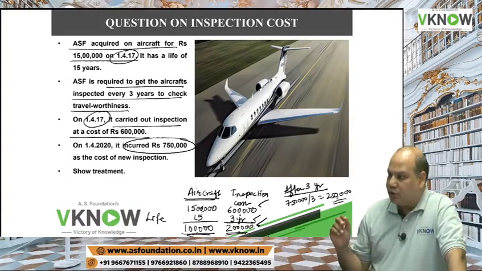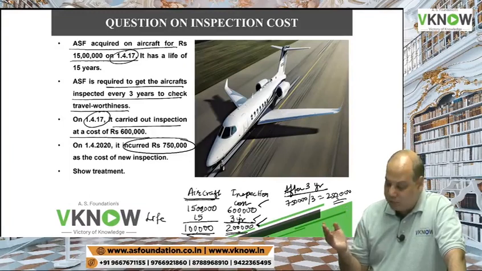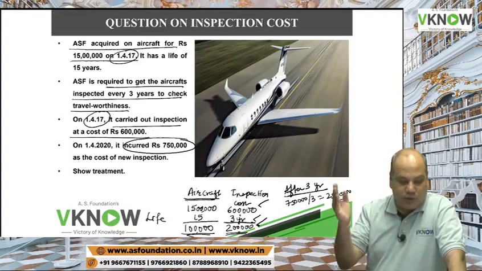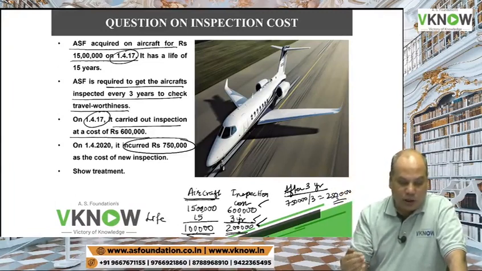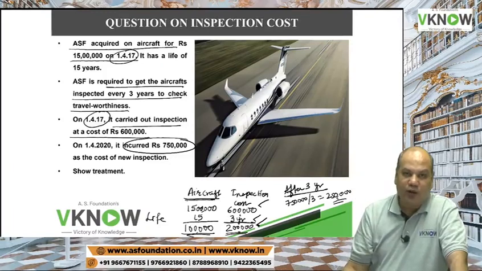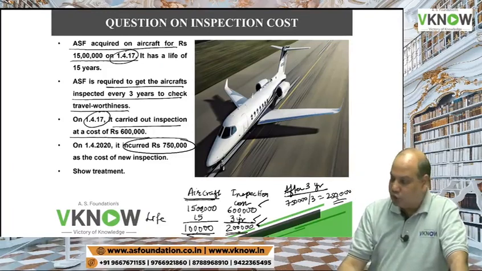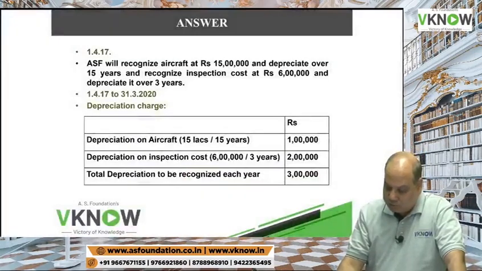So my answer will be the aircraft will be depreciated 1 lakh rupees per annum. Inspection cost first 3 years will be 2 lakh per annum. After that for another 3 years it will be 2.5 lakh per annum. So this would be the treatment of major inspection cost.